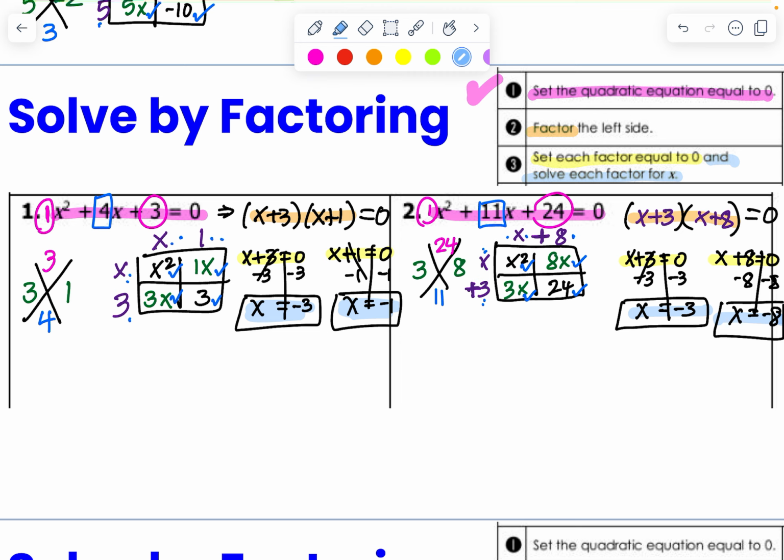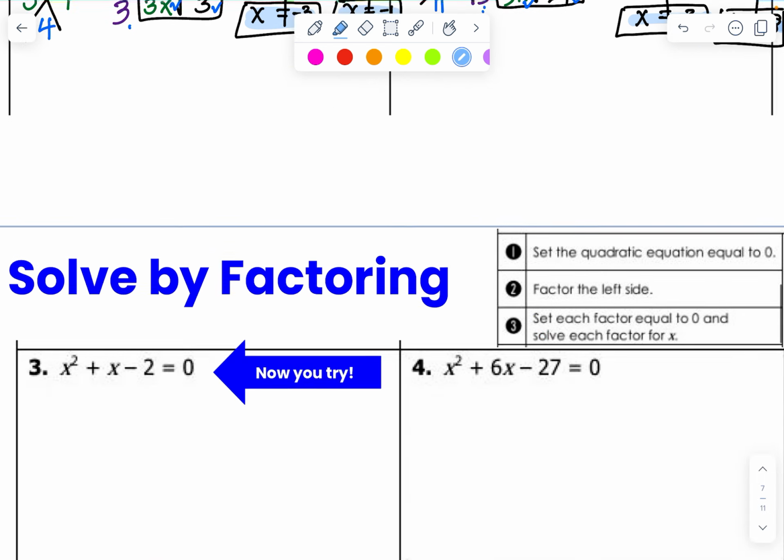There's a lot of guess and check in other strategies for factoring, for rewriting something in multiplied form, but I really think that the Xbox method is setting us up for success. Okay, hopefully we're feeling like we're getting the hang of things.